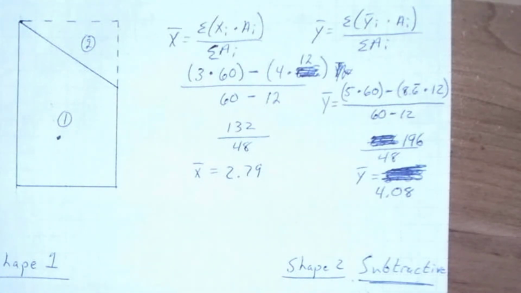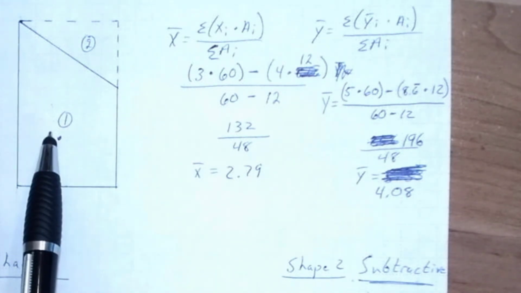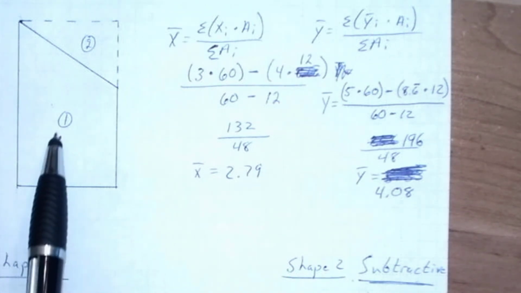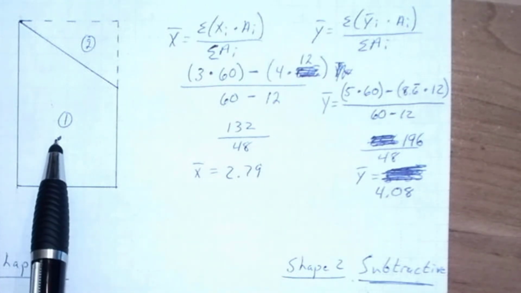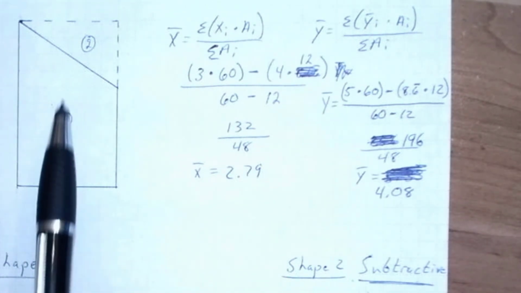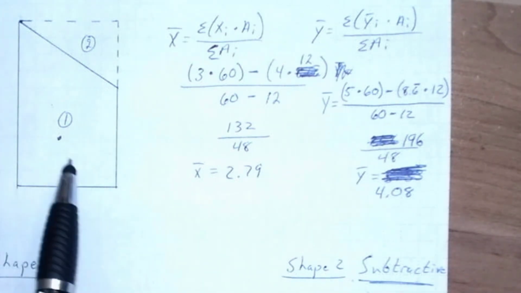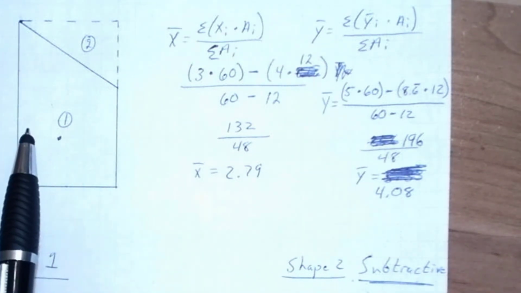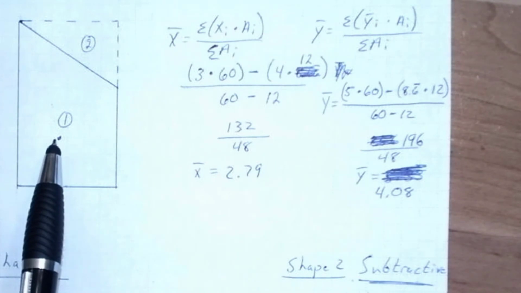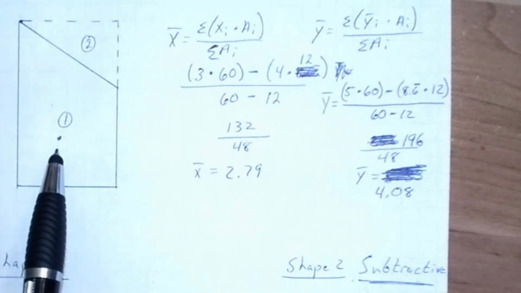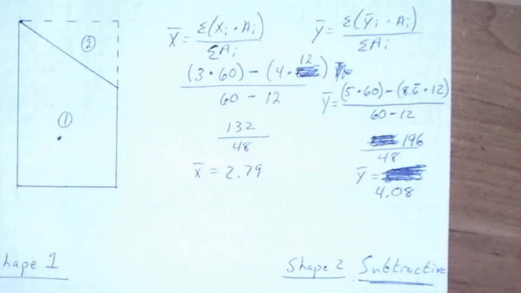Now, if we look at that and think about that, 2.79 shifted this way a little bit from center because the center is 3, and 4.08 shifted down this way. That makes sense. There's more material lower on this object and there's more material to the left on this object. So in order to balance it, we would have to put our finger downward and to the left from the dead center of the object. So that makes sense. Hopefully this makes sense.